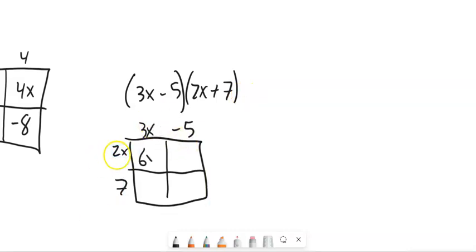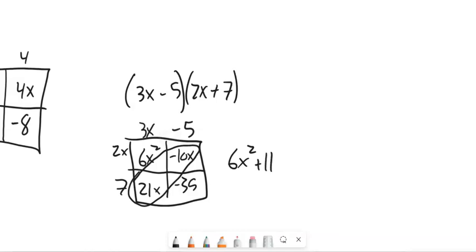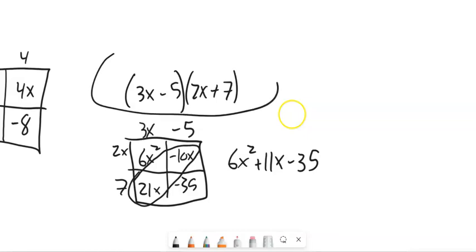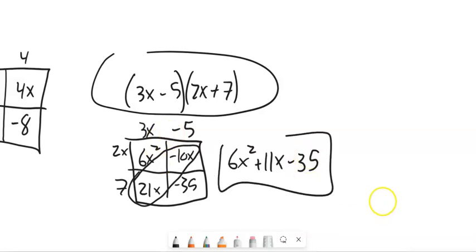3x's times 2x's is 6x squared. Minus 10x, right? Negative 5 times 2x. 3x times 7 is 21x. 7 times negative 5 is negative 35. And then we've got all these pieces. 6x squared, 21x minus 10x. That's negative 11. Oh, no, that's positive 11x minus 35. So that's the idea for multiplying these together. Later on, in one of the later videos, we'll talk about how to undo it. In other words, if I'm given this, how do I get to that? That would be called factoring.